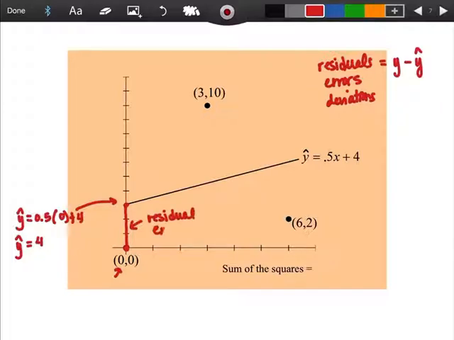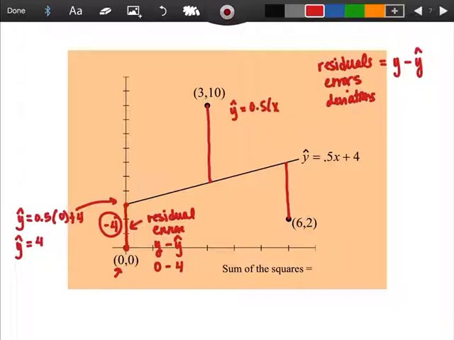Now I need to look at this distance here. This is known as my residual or my error. How far off are my actual and my predicted values? To calculate this, we take our actual minus our predicted, 0 minus 4. I have an error or a residual of -4. I'm going to duplicate the calculation for all of the points in my scatter plot.